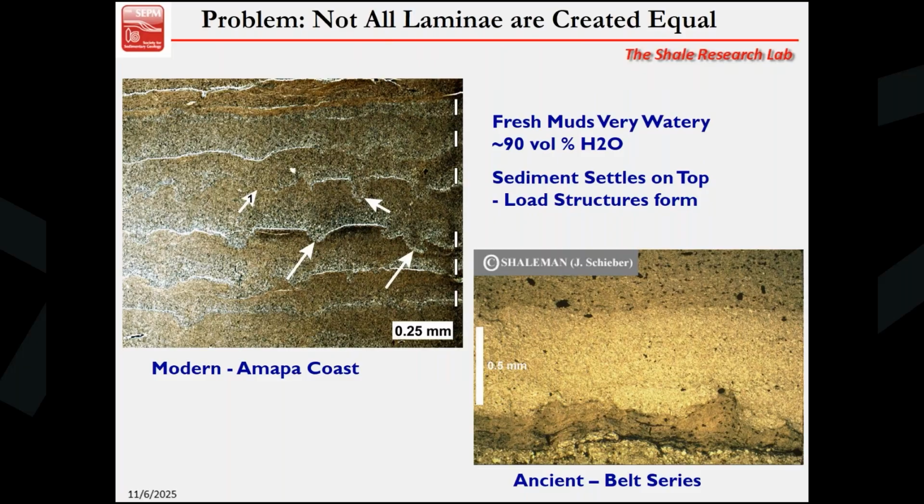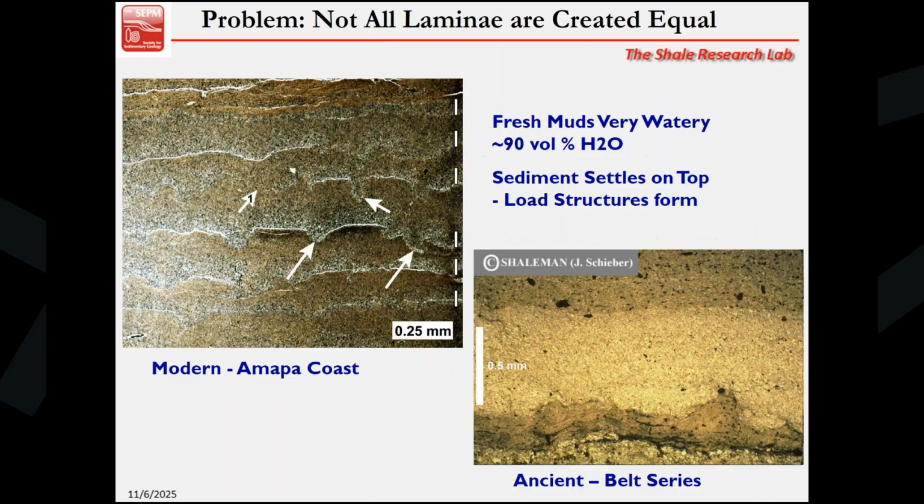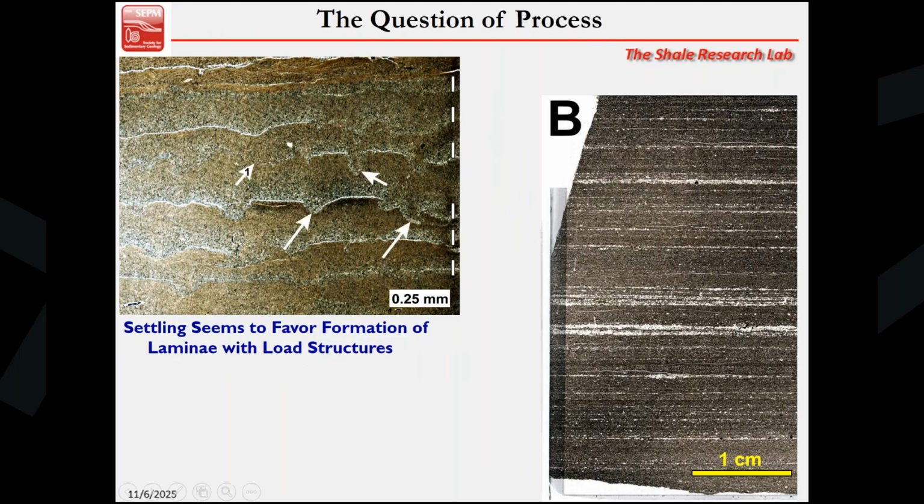And load structures form. So why are the load structures visible in some places and not visible in others? If this also should be physical settling, why shouldn't it look like this? So we have basically to think about what this all means.